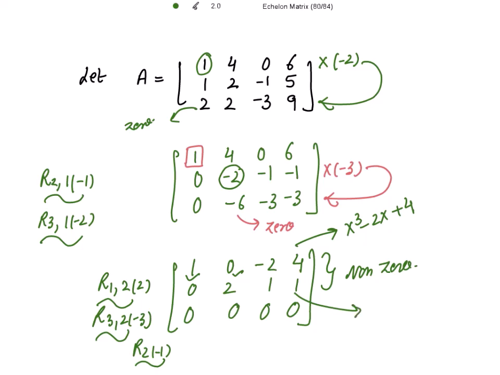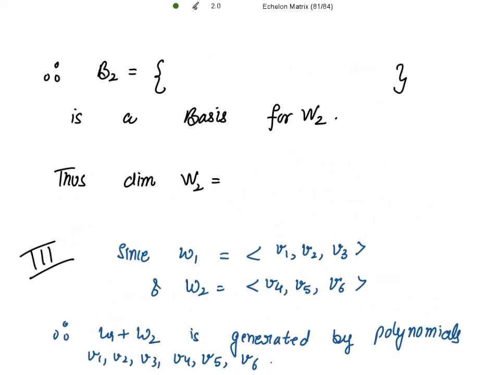For the other element, the coefficient of x cube is 0, so skipping this, the coefficient of x square is 2, so this is 2x square. Then plus x plus 1, the constant. So these two form the basis. So this is x cube minus 2x plus 4 and 2x square plus x plus 1. So this is the basis for W2. How many elements are present in the basis? 2 elements, right? So the dimension of W2 is 2.